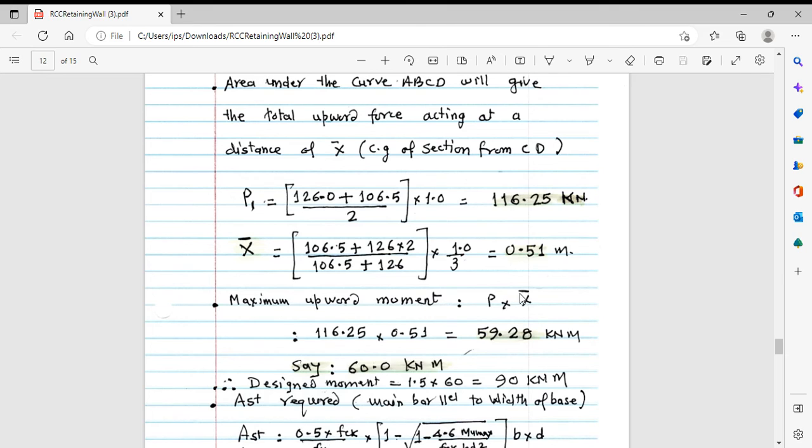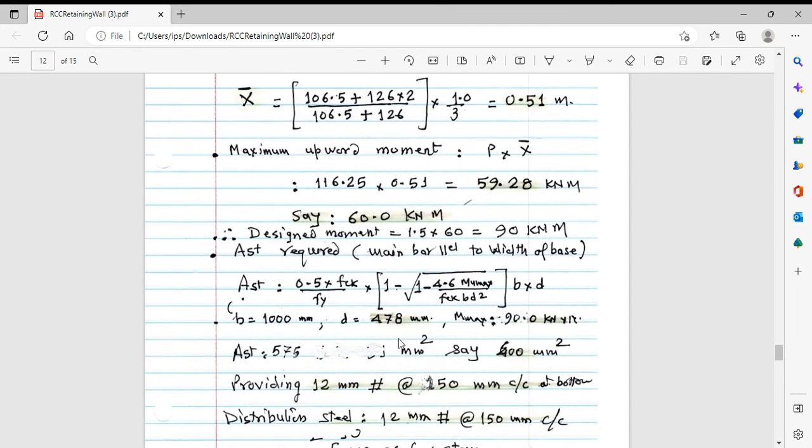Maximum upward moment will be P into X bar. That comes out to 59, rounding it up, say 60 kilonewton meter, that we have already seen. This is the upward pressure from the soil. So we'll have to provide the reinforcement at the bottom of the toe slab, main reinforcement.